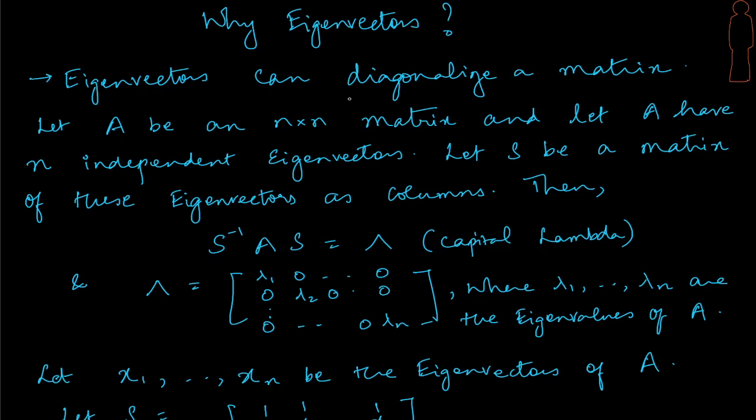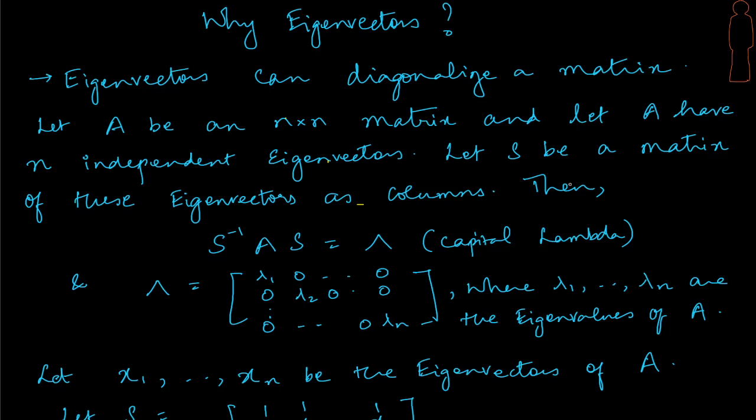Let's take a look at this very important statement and understand what diagonalization is and how to diagonalize a matrix. Suppose I have a square matrix, and if it has n independent eigenvectors, that's a very important statement we are making, then we can use them in order to diagonalize this matrix A. How are we going to do it? Let us take a matrix called S, where we place all the eigenvectors as columns. So let S be a matrix where these eigenvectors are kept as columns.